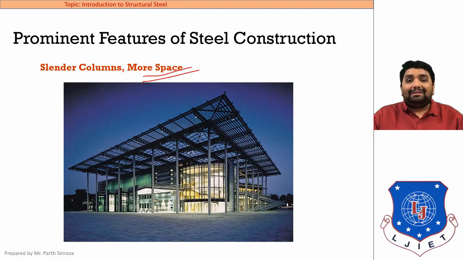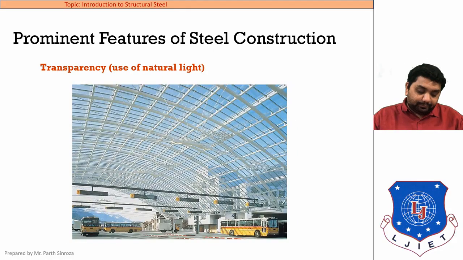Now what do you mean by slender columns? Slender columns mean long columns. As you can see here, the height of the column is very huge, which is not possible in RCC construction. The last thing we discussed was clear span, and here it is clear height. To provide or increase clear height also, we prefer steel structures as compared to RCC structures.